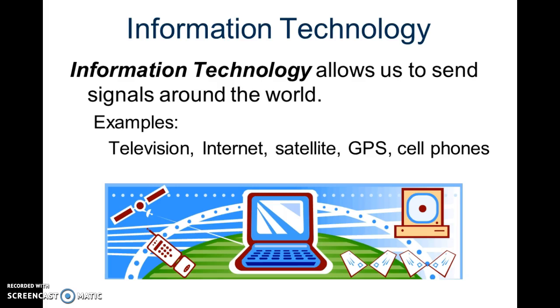Information technology allows us to send signals around the world. Examples of information technology include television, internet, satellite, GPS, and cell phones. Think about innovations that have happened in information technology and how that's impacted your life. I bet information technology is a pretty big deal to you. Some of you are really getting into the television show Stranger Things. For myself, I have no idea what that is, but I do use the internet a lot, and I like my cell phone.